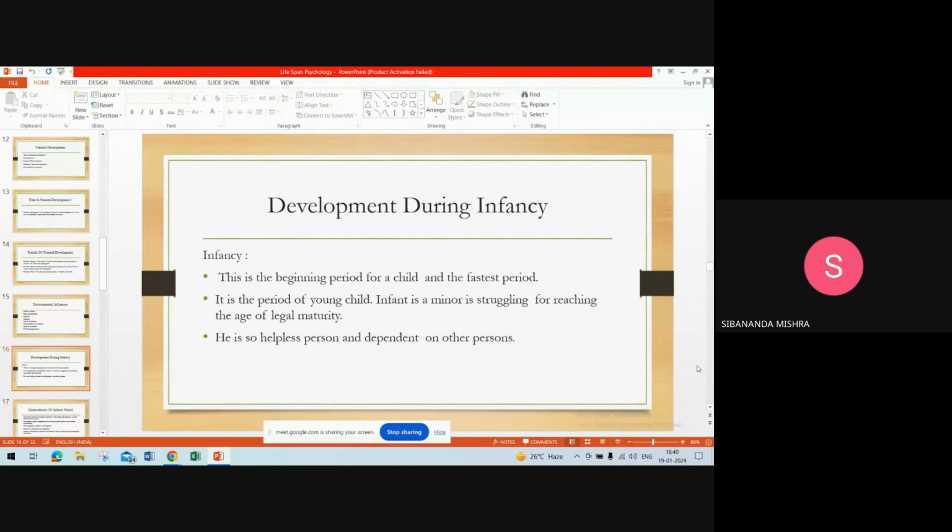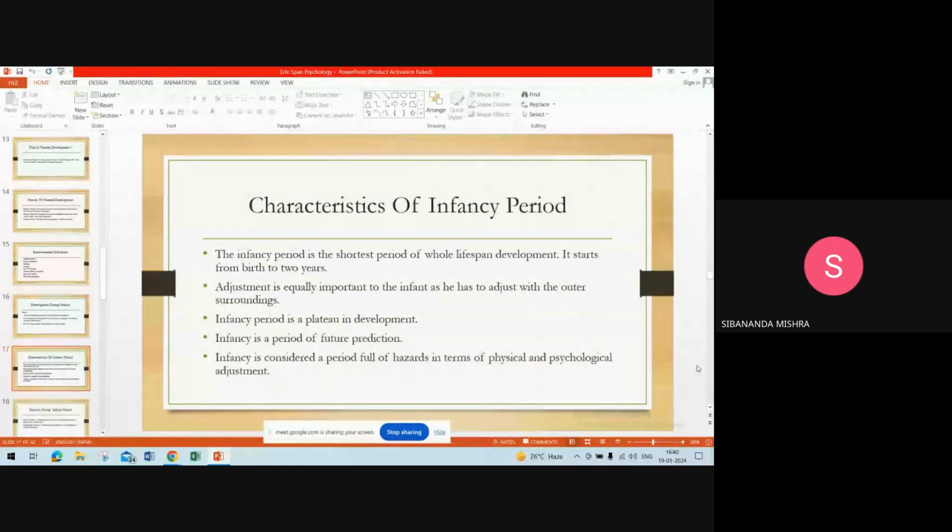Psychologists like Sigmund Freud, Erikson, and Jean Piaget highlighted the different aspects of an infant. This is about development and its characteristics. There are some characteristics of the infancy period. Infancy is the shortest period of the whole lifespan development. It starts from birth to 2 years. Adjustment is equally important to the infant, as he has to adjust to the outer surroundings.